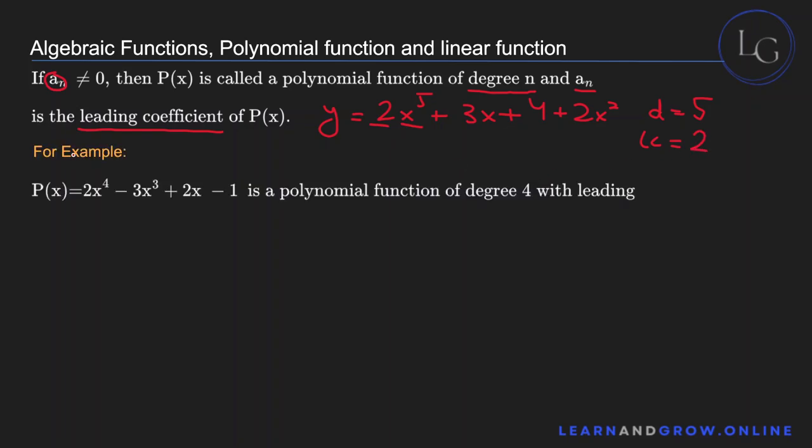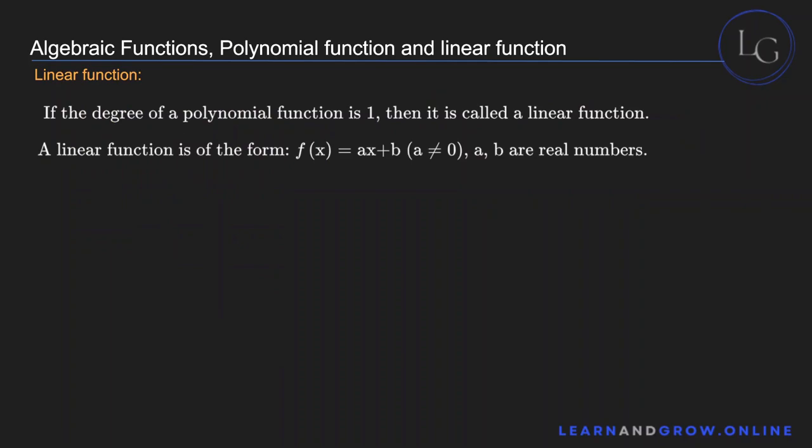So here's another example, right? You have 2x to the power 4 minus 3x plus 2x minus 1. As you can see, the variable with the highest power is x to the power 4. So the degree is 4, and the coefficient of that variable is 2. So the leading coefficient is 2, okay?